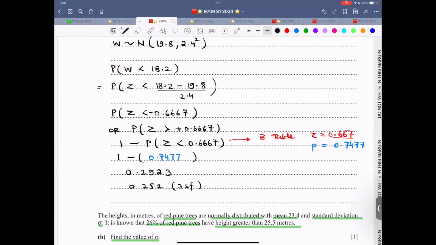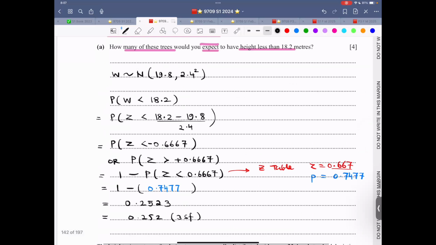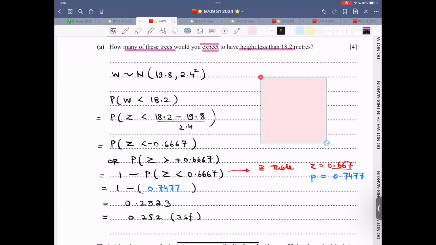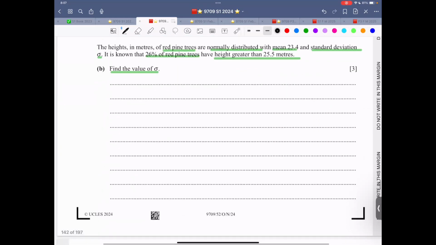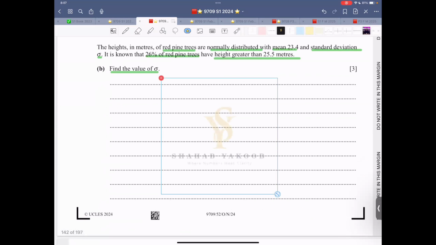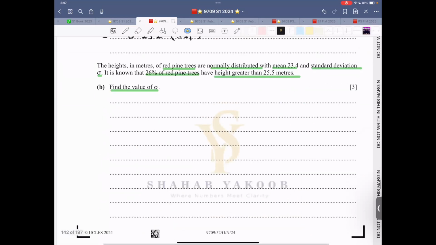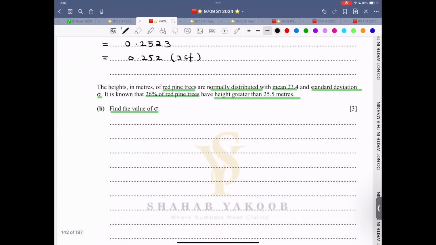Yes, it's a good idea of writing the equal sign because that is what is following, and that is the answer. Every single step is necessary. So let me add a small note that is show all steps. Nothing more to say. Now you have to do this part, find the value of sigma.